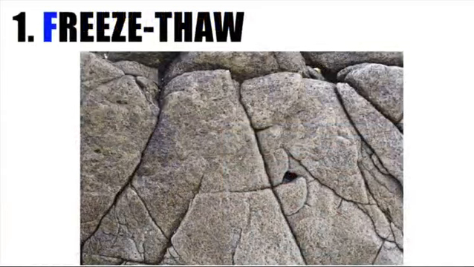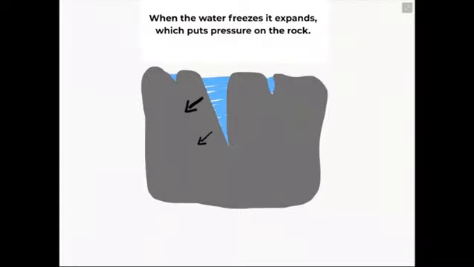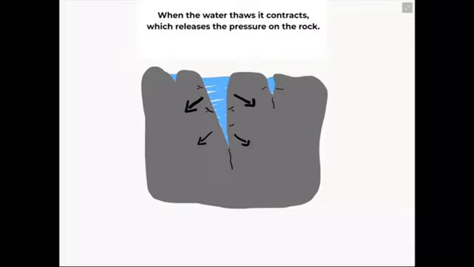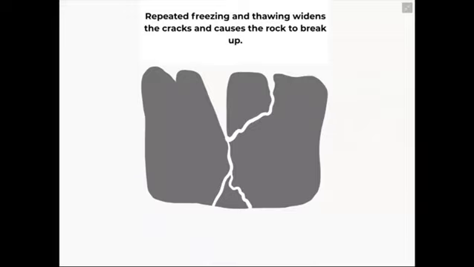Freeze-thaw weathering happens when the temperature alternates or changes above and below 0 degrees, also known as the freezing point of water. Any rock that has cracks already existing within it will allow water to get into those cracks. This could be from rainwater, it could be from the sea. When this water then freezes and hits 0 degrees, the water will expand, turning from a liquid into a solid, which will put pressure on the rock. Eventually, the water will warm up again above freezing point and thaw out and evaporate. As it contracts and thaws, it will release that pressure on the rock. Over time, this repeated process of freezing and thawing widens the cracks and causes the rock to break up into smaller fragments.